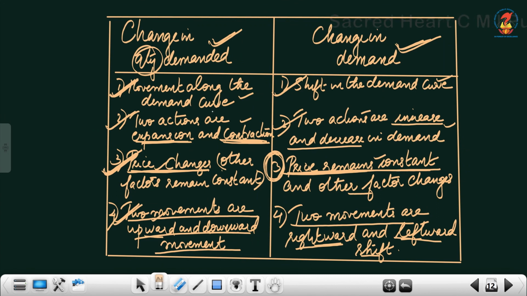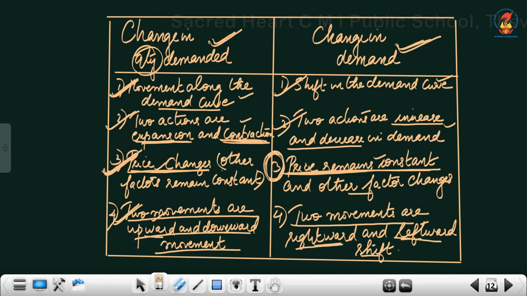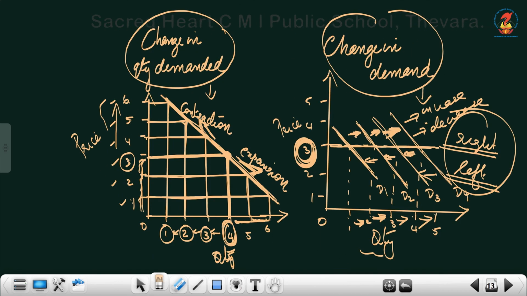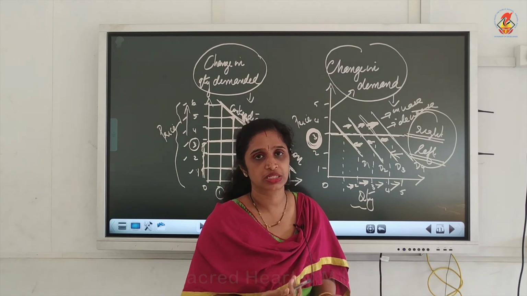Change in quantity demanded is movement along the demand curve. The two actions are contraction and expansion. Price is changing and the two movements are upward movement and downward movement. Here, price remains constant in change in demand and the two actions are increase and decrease. Taste and preference and other factors will change. Then there is a shift, that is, rightward shift and leftward shift of a demand curve. That is change in demand. So I hope it is clear to you. Thank you.